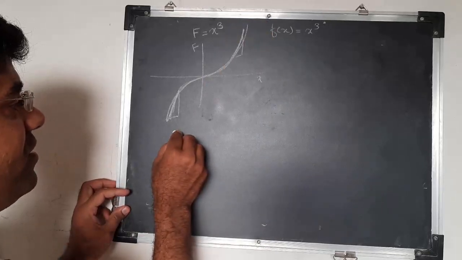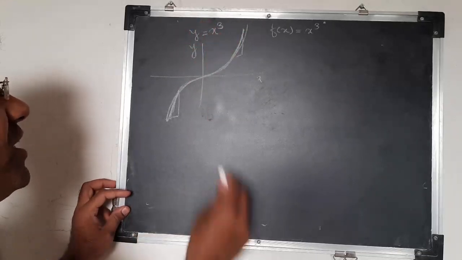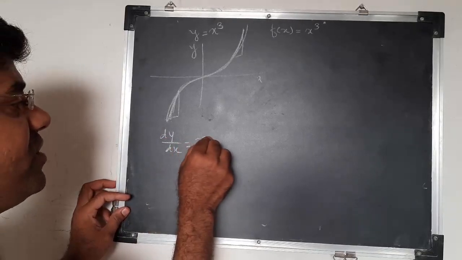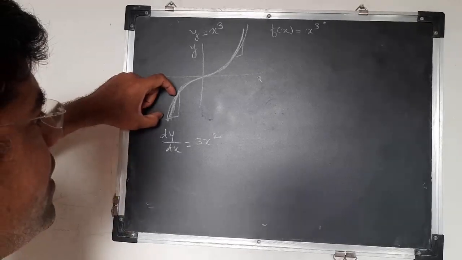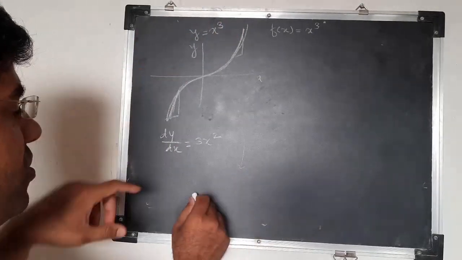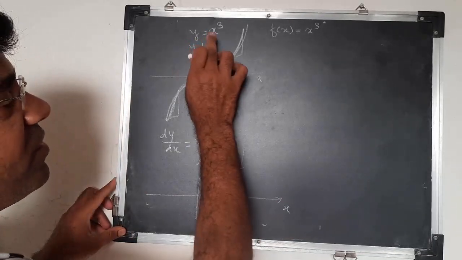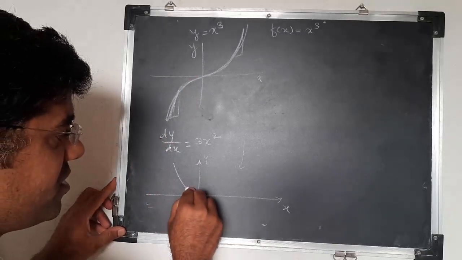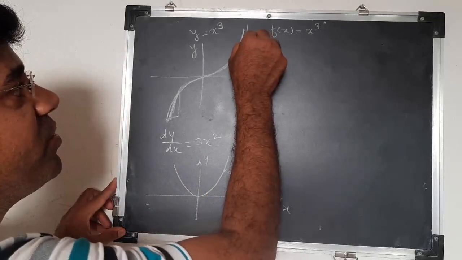Instead of f, suppose we write y, that is also okay for understanding purposes. So dy by dx is nothing but 3x square. Why do we write this? Because we are finding the slope over here. This is my y, this is my x, and it depends only on one variable, so we have written dy by dx. You will get such a type of parabola. So this is 3x square, which belongs to your x cube.